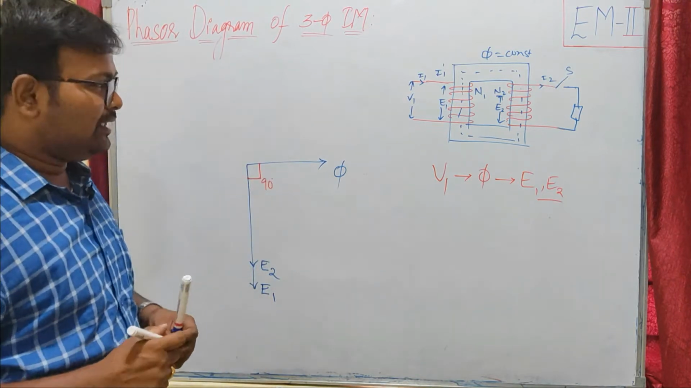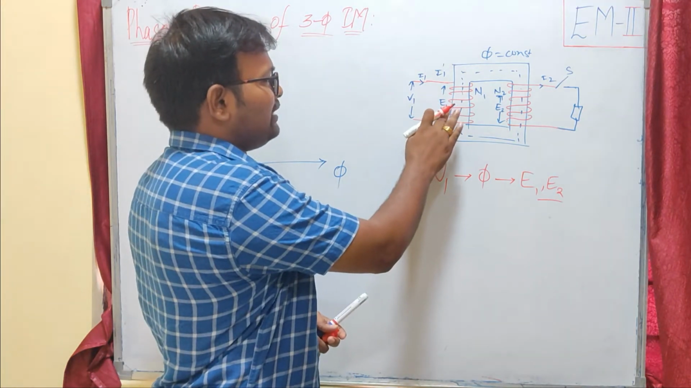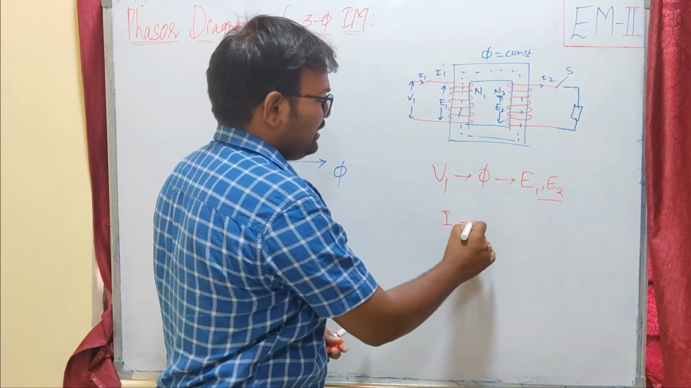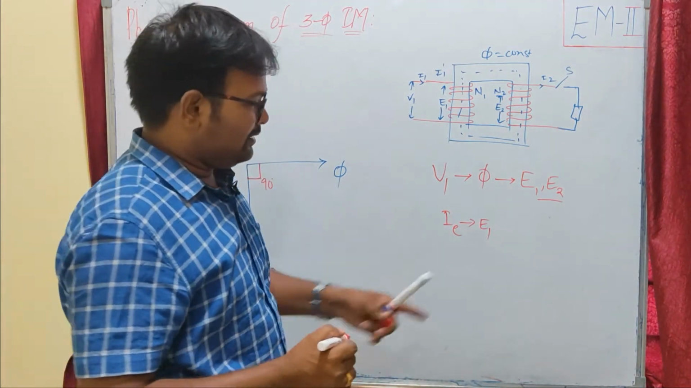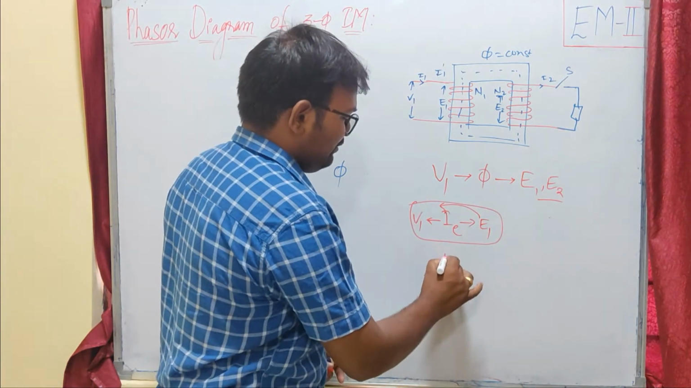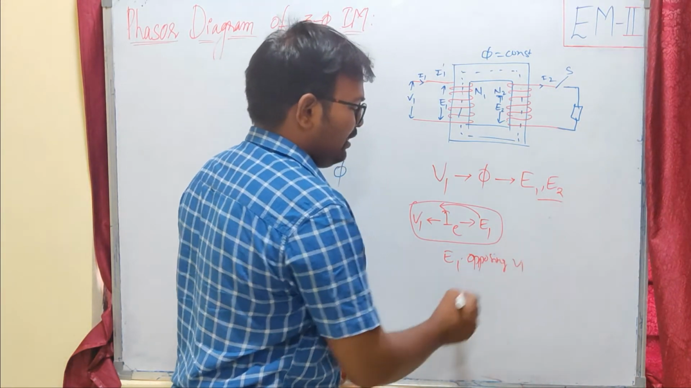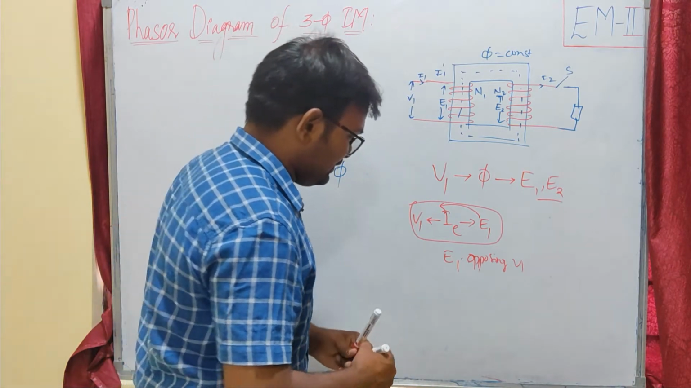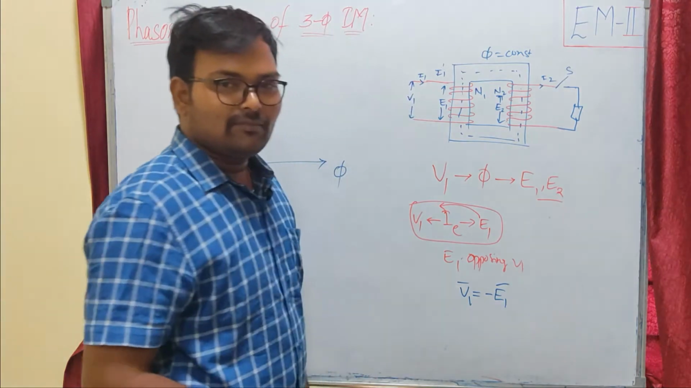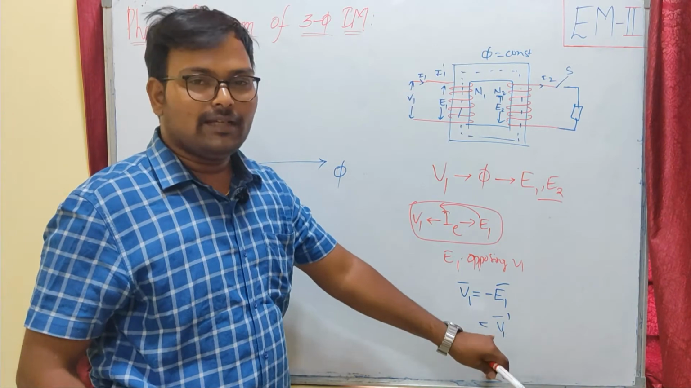This is 90 degrees. One more thing is that this E1 will oppose V1 because according to Lenz's law, the effect opposes the cause. Because of our exciting current, we are getting E1, right? This E1 will oppose the exciting current, which is given by our supply voltage. That means E1 will be opposing our V1. So I am going to write V1 bar dash equal to minus E1 bar.